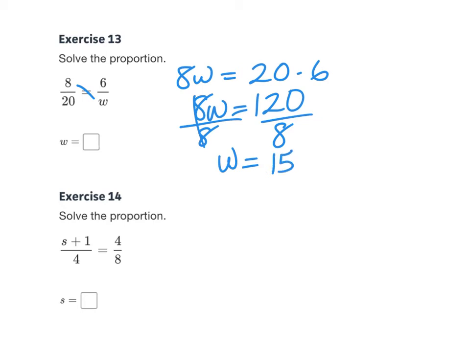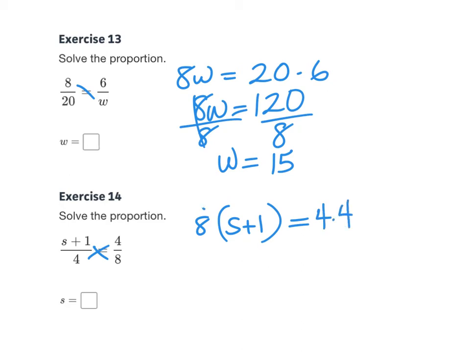All right, little distributive property on this one. So I'm still going to use cross products, so I'm going to write this as 8 times the quantity s plus 1. 8 is being multiplied by that whole expression, that's why I'm writing it like that. And then I'm going to multiply 4 times 4 on the other side.